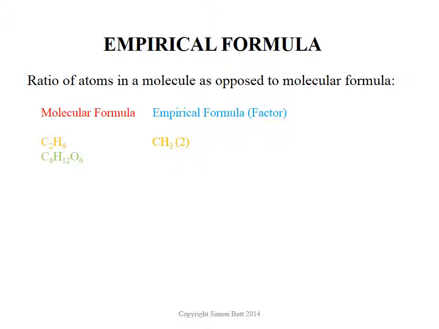So another one, C6H12O6, glucose. What's the empirical formula of this? Well, 6 to 12 to 6 is 1 to 2 to 1. And to go from the empirical formula to the molecular formula here, we'd multiply by 6.